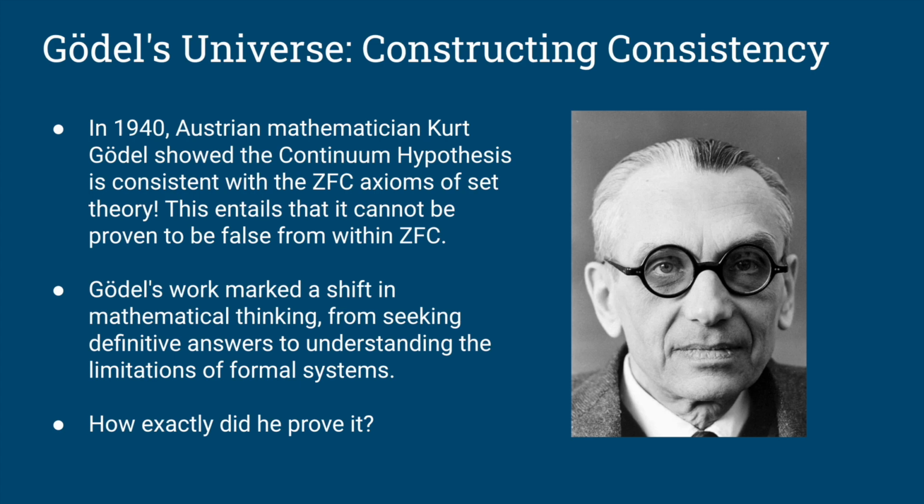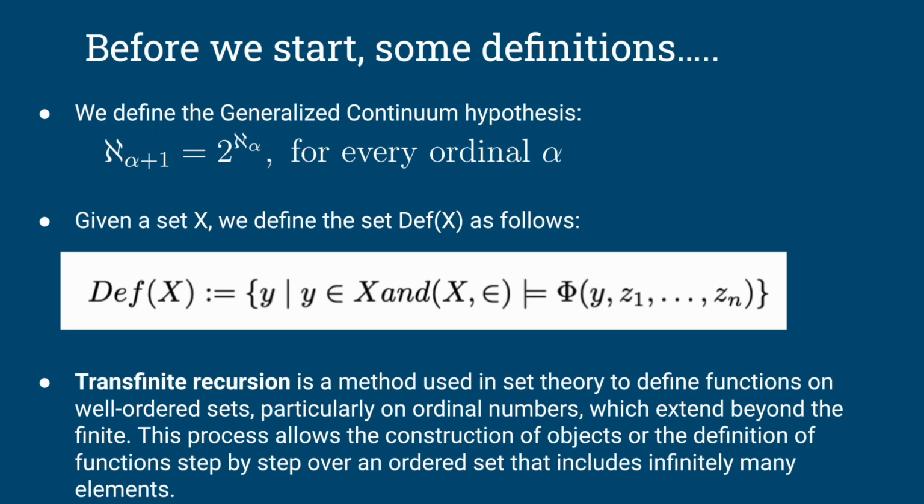So how exactly did he prove this? Before we can delve straight into the proof, we need to define some terms first. We define the generalized continuum hypothesis as follows. This says that Aleph sub alpha plus 1 is equal to 2 to the Aleph sub alpha. Basically, this is a pretty natural extension of the continuum hypothesis.